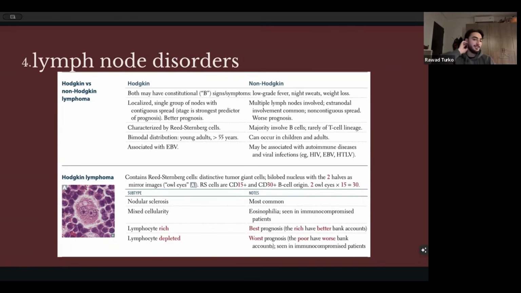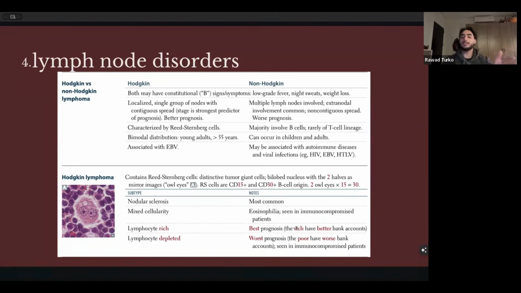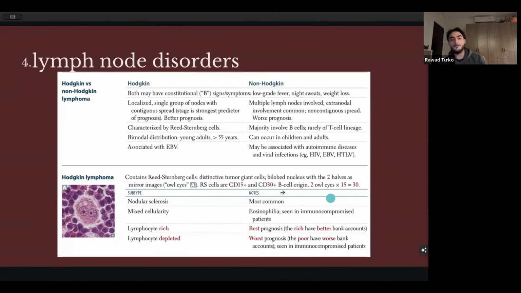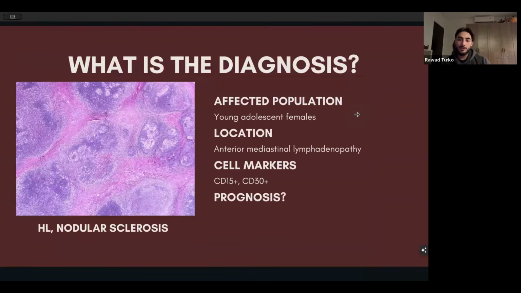Okay, so the simple concept is that the more Reed-Sternberg cells you have, the worse prognosis you have. So if it's lymphocyte depleted, that means there's not enough lymphocytes there. It's mostly Reed-Sternberg. That's a worse prognosis. If it's lymphocyte rich, that's the better prognosis. Okay? That's what I want you to know. Okay? Do we have any questions about the Hodgkin's lymphoma? Okay, perfect. All right.